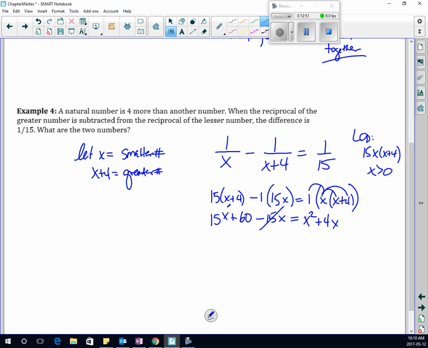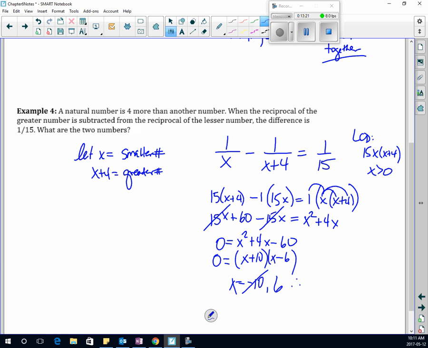These cancel. I'm going to move the 60 over to the other side, so I get 0 equals x squared plus 4x minus 60. So 0 equals x plus 10 times x minus 6. So x equals negative 10 and positive 6, which I'm going to reject the negative 10 because x has to be greater than 0 for it to be natural numbers. So therefore, one of the numbers is 6.